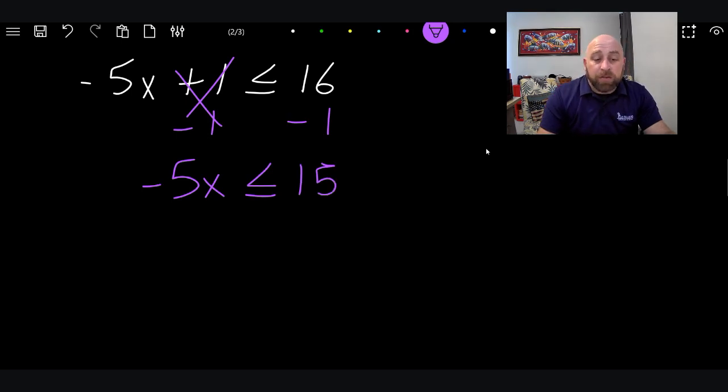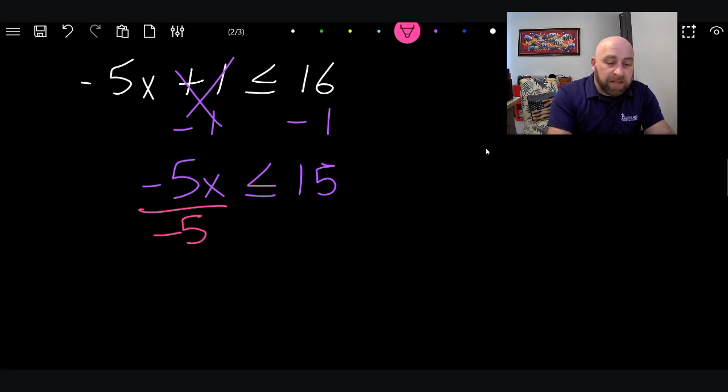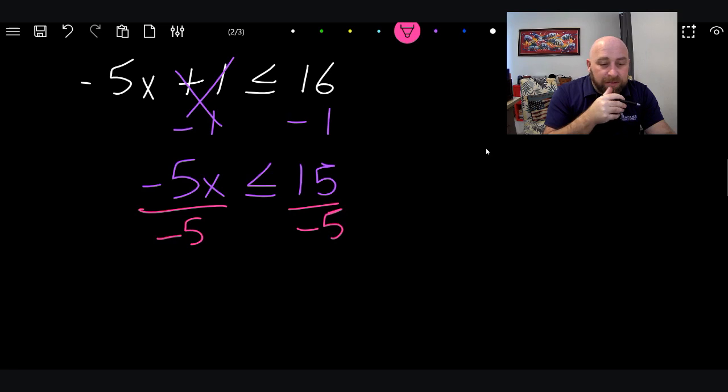Now what we want to do is the multiplication property, which we learned in the last lesson. That means that we are going to divide both sides by negative 5. Now remember, the one trick that we learned is when you multiply or divide by a negative number, you have to take this sign and flip it. It was less than or equal to, now we're going to make it greater than or equal to.